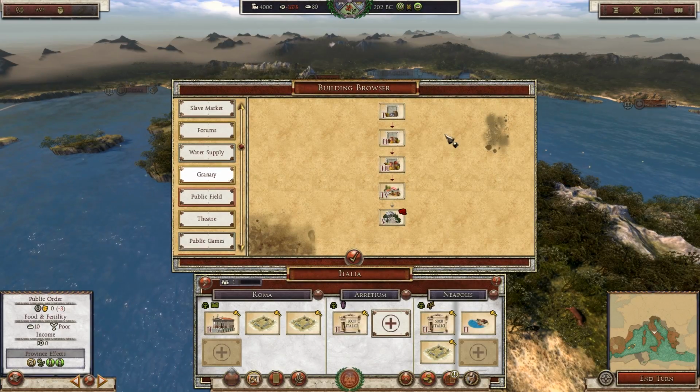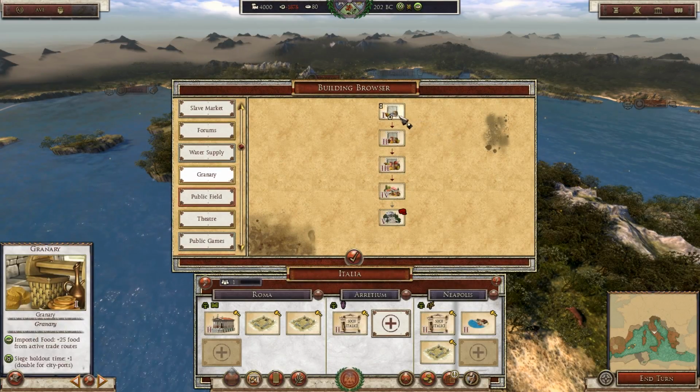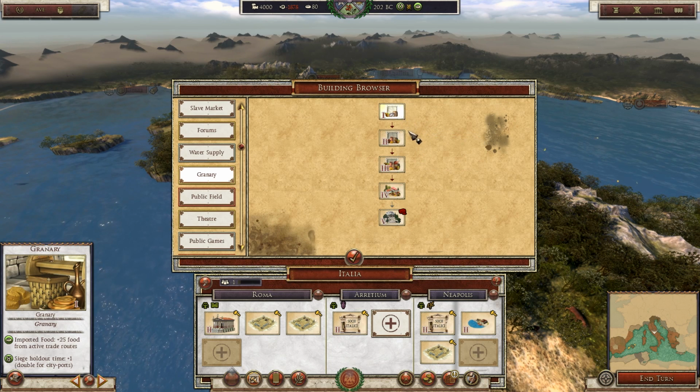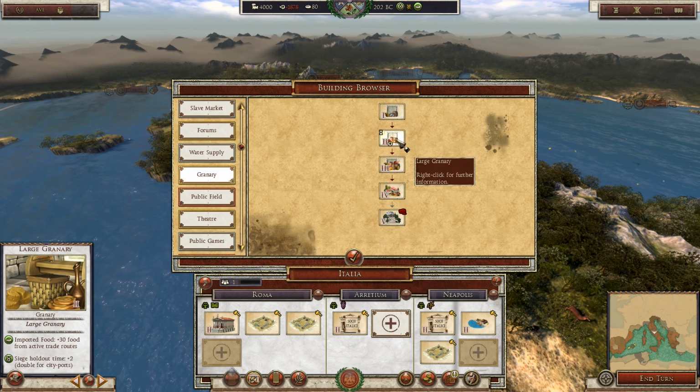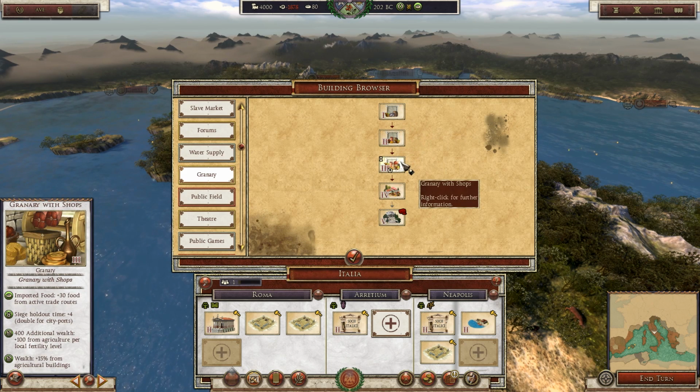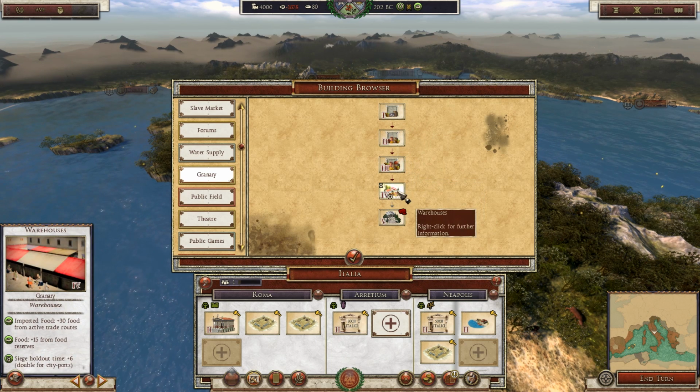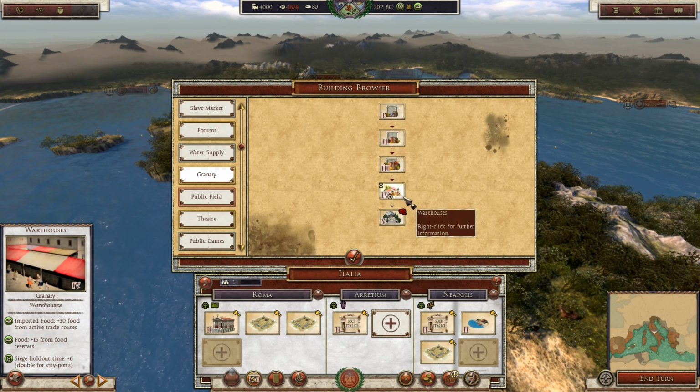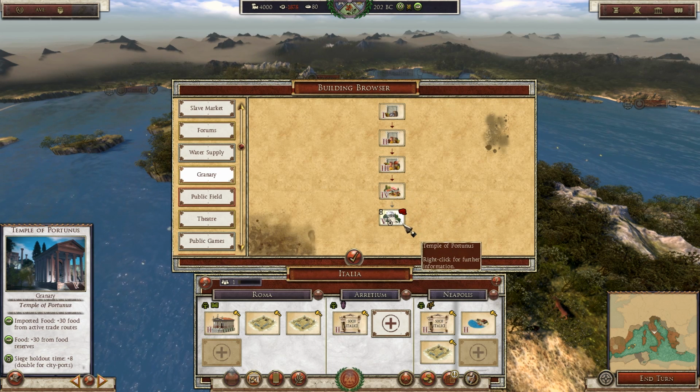The granary supplies the grain stores mechanic, where Rome can import massive amounts of grain into the city. As we progress down the chain, we see the ability to store that grain, which leads to an increase in siege holdout times. This chain showcases Rome's massive reliance on the shipment of grain to keep its people fed.